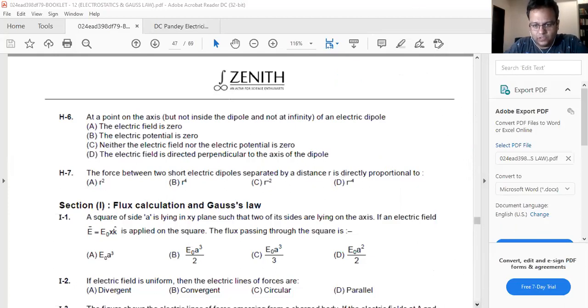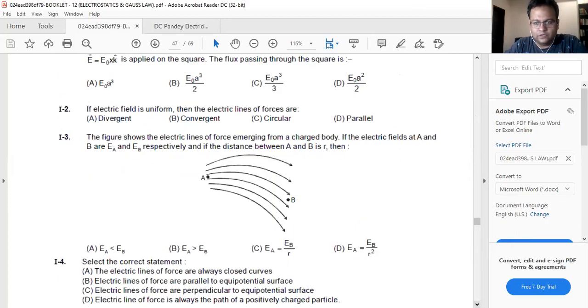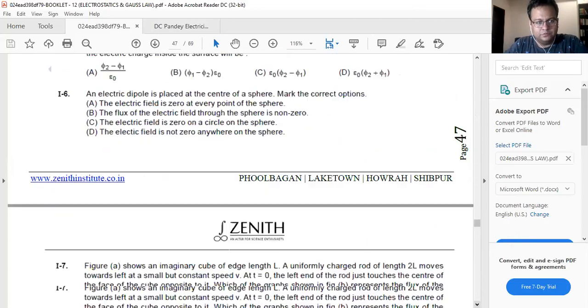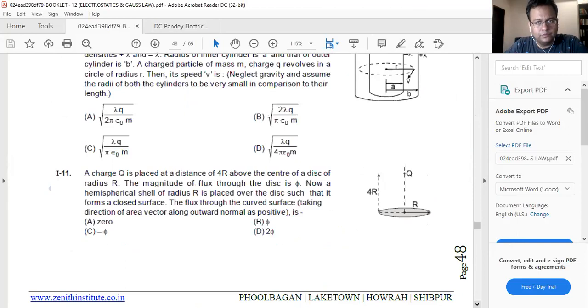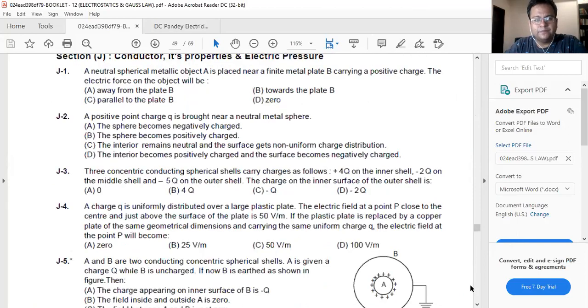Section I is not needed now for next week. There are a few problems here. Okay, section J.